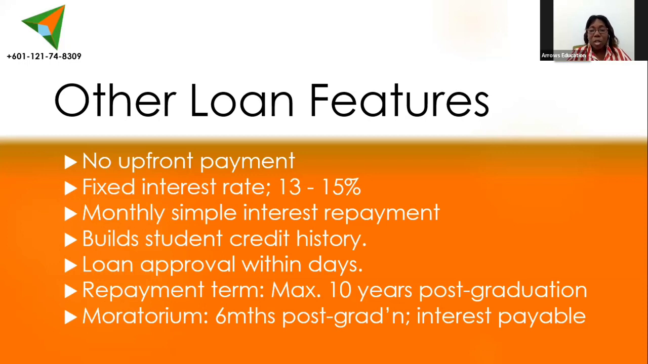And you can get this loan approved within a few days if you provide all the documentations required. The repayment term maximum is 10 years, and you start paying 6 months after your graduation. So you get a moratorium of 6 months when you graduate for you to settle down, find a job, and then you start paying. But you should also know that during that 6 months, you are also accruing interest.